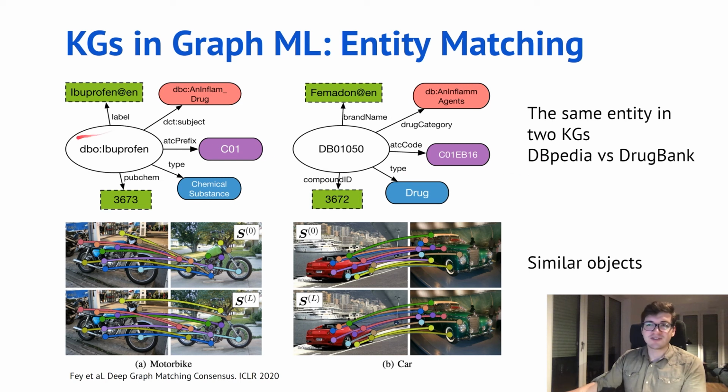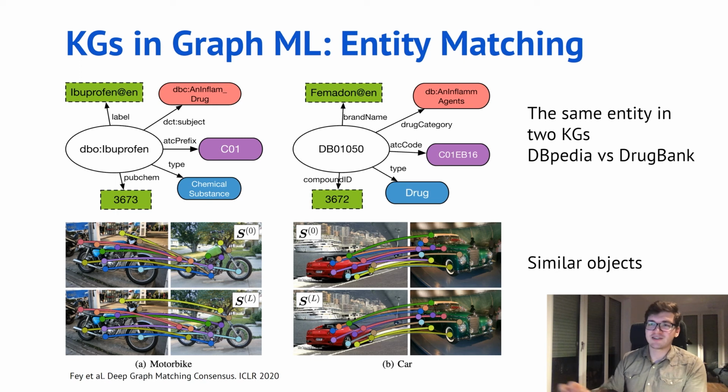In DBpedia, there is ibuprofen with a set of relations and a set of values that it's known as ibuprofen, but in DrugBank, for instance, it's known as Femadon and with a different ID. But based on their neighbors, we can still infer that it's pretty much the same chemical substance, and we can link them to the same real-world entity. So that's about entity matching and knowledge graphs.